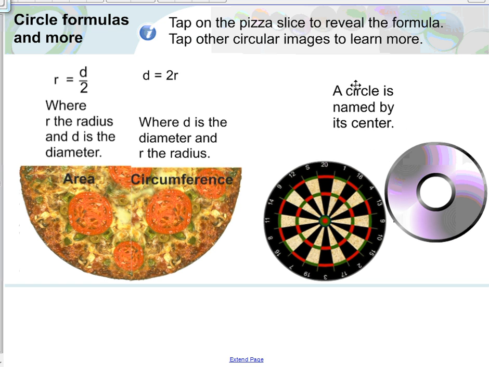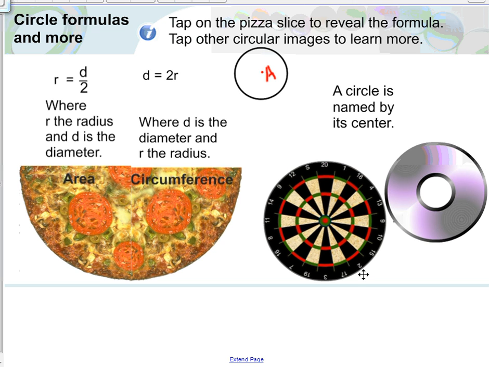First is, a circle is named by its center. For example, if I have a circle here, and let's say this point in the middle is A, this circle would be called circle A.